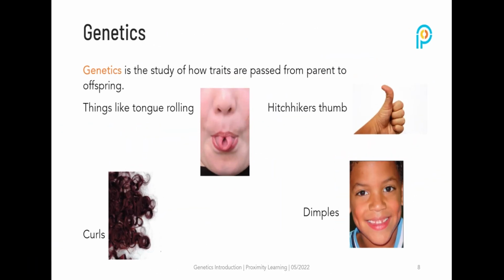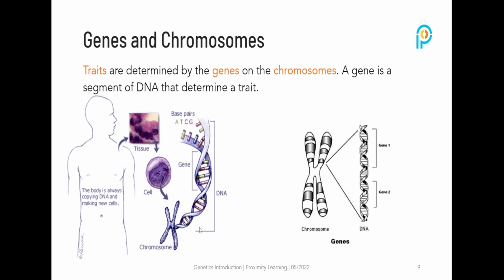Okay, so genetics is the study of how traits are passed from one parent to offspring. Some of the things that I mentioned, like rolling your tongue, are not something you learn to do. That is something that is inherited. Or hitchhiker's thumb. When you put your thumb up, is it curved or is it straight? We're going to do a lab later on to determine all this. So, do you have curly hair, straight hair? Do you have dimples? Okay, so this is all based on genetics.